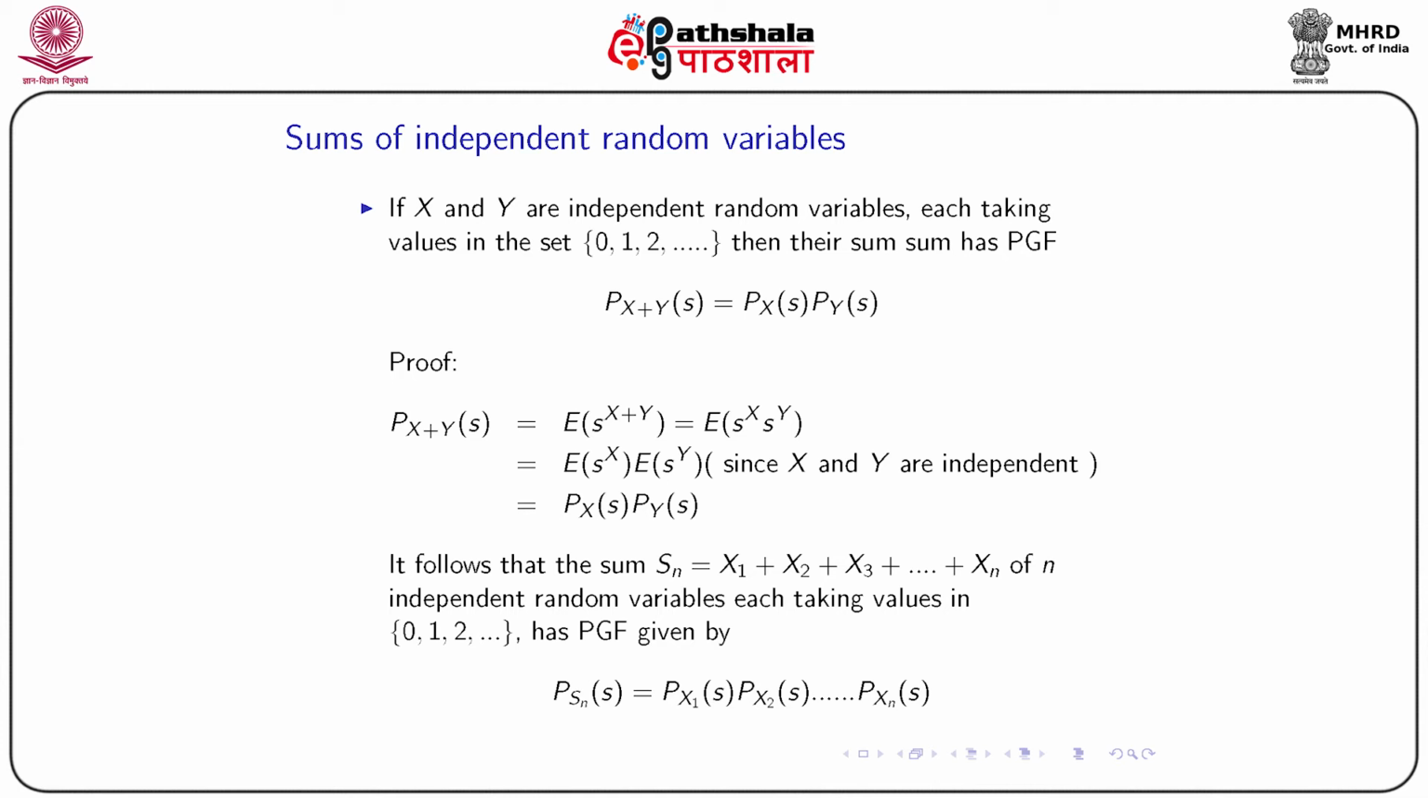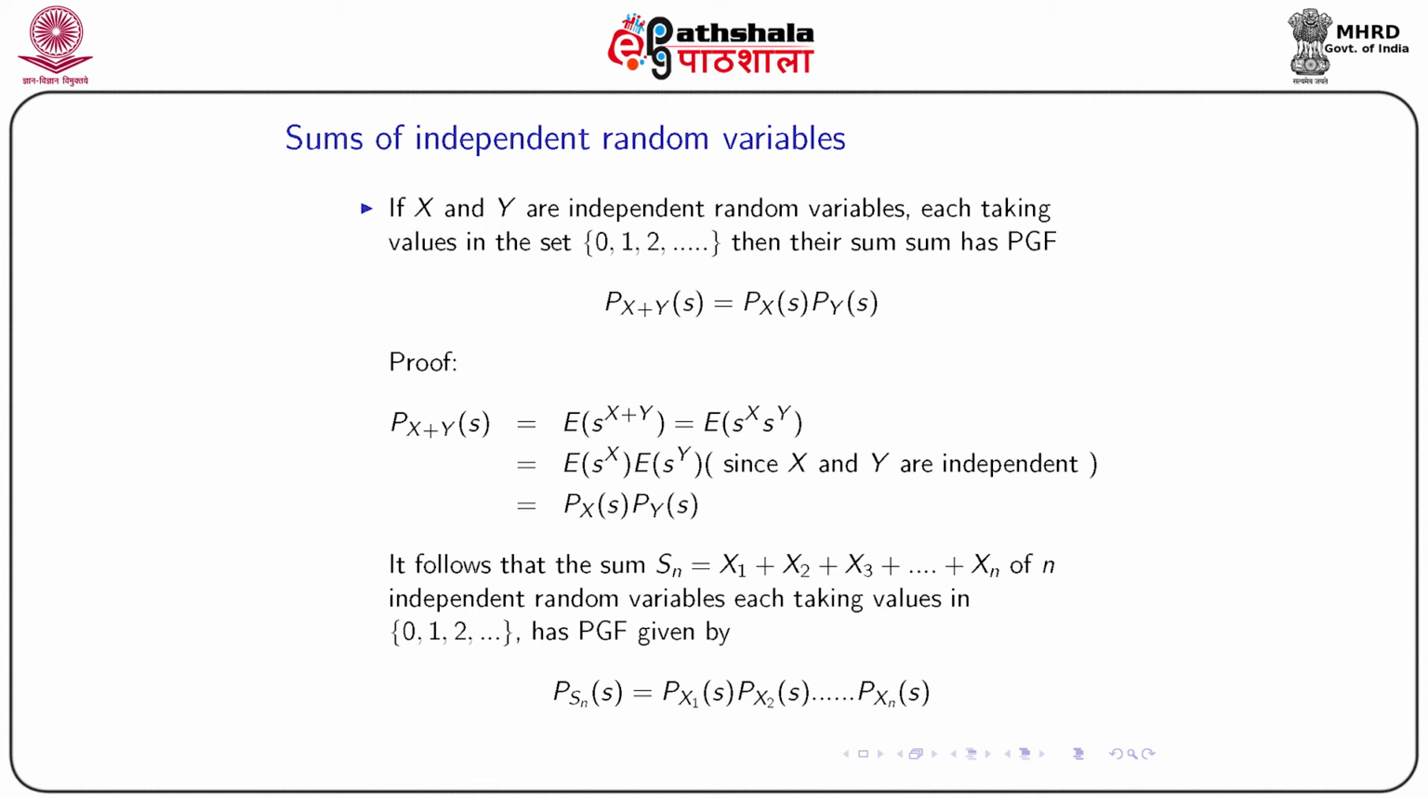By definition, P_{X+Y}(s) is nothing but the expected value of s to the power X plus Y, and we can write it this way: expected value of s to the power X times s to the power Y. Now since X and Y are independent, we can write the expected value of s^X s^Y as the expected value of s^X times the expected value of s^Y. That's why the assumption of independence is so crucial. And this is nothing but P_X(s) times P_Y(s). So the PGF of the sum of 2 random variables is nothing but the product of their individual PGFs.